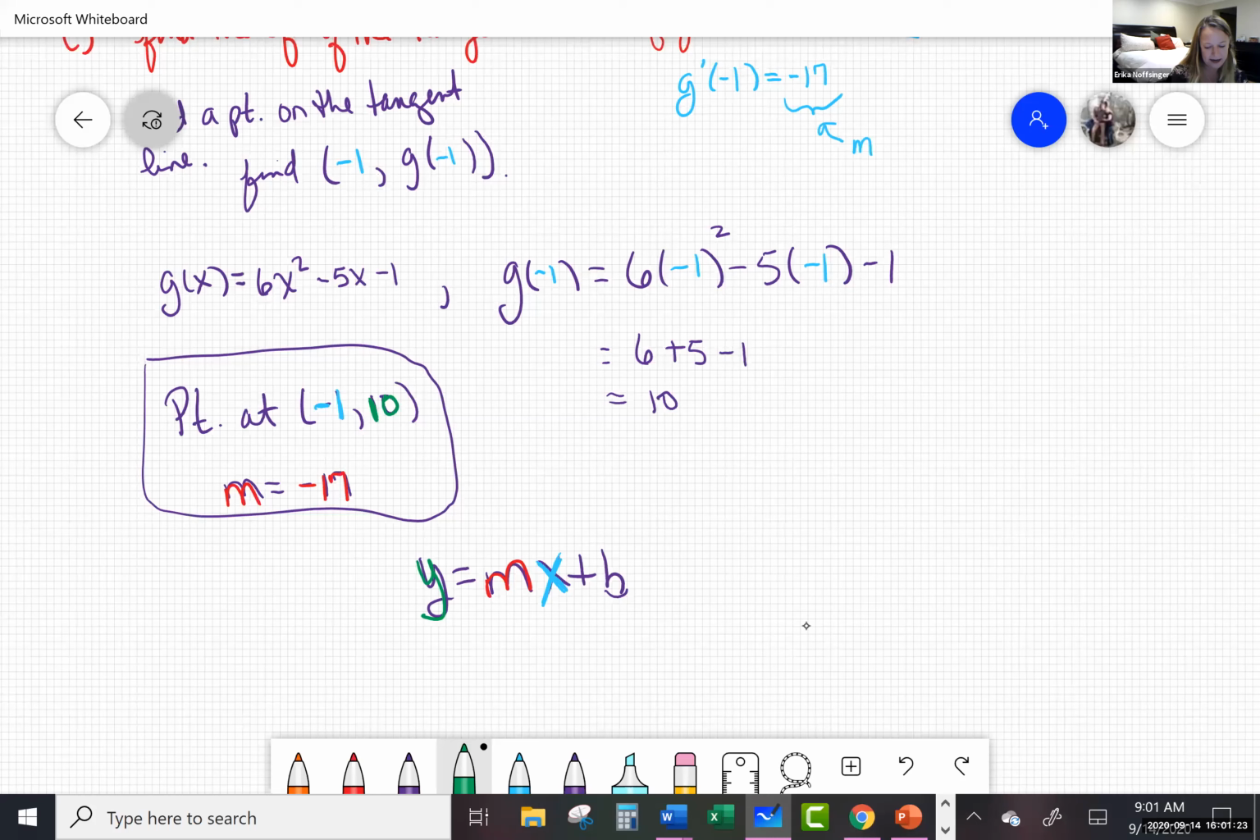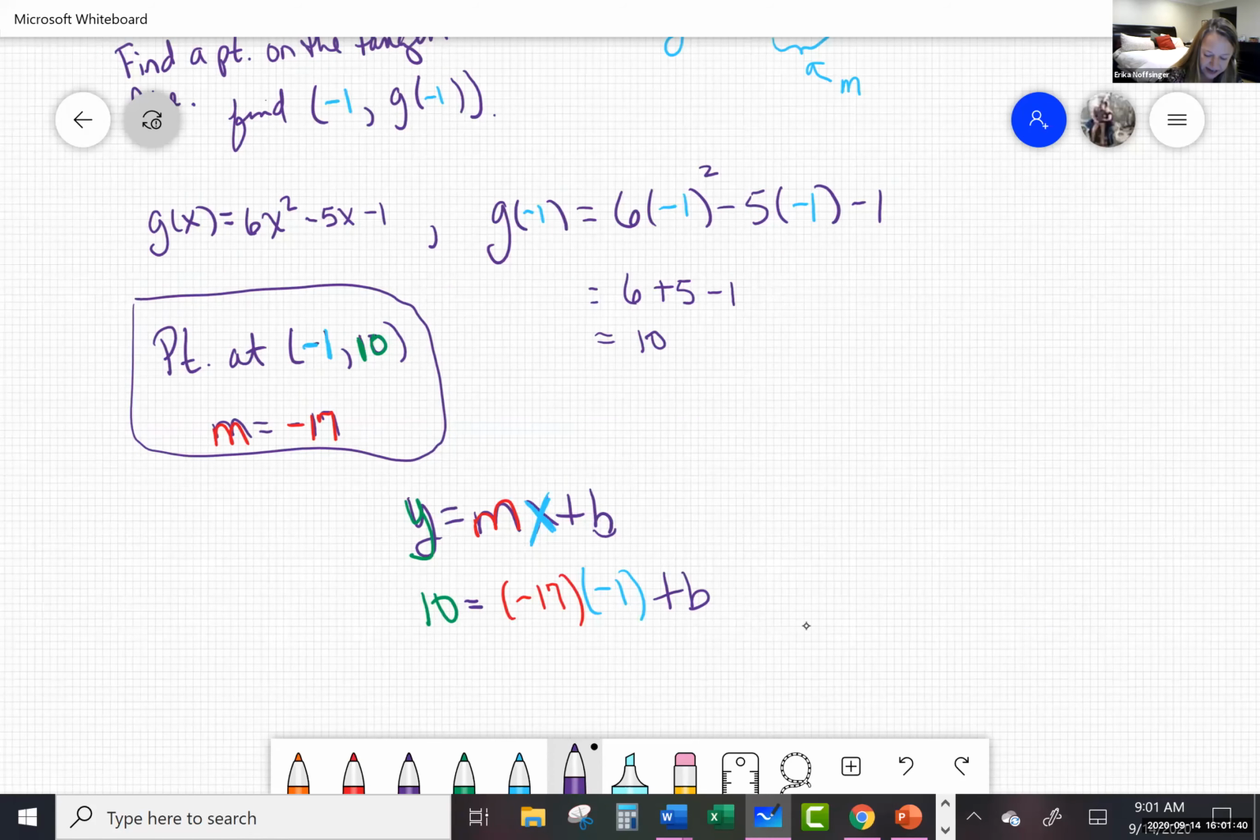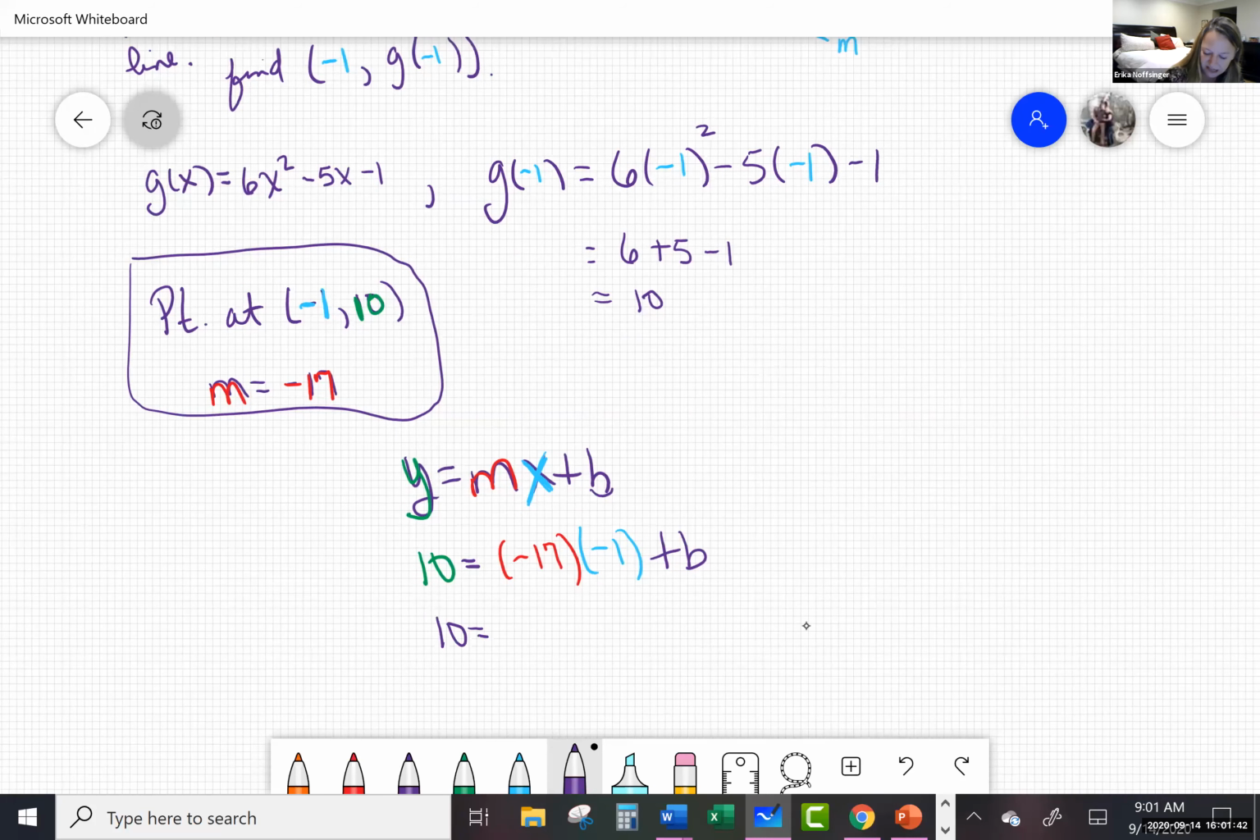So if I go back in and substitute in what I know into that equation, I have 10 has to equal my slope, which is -17, times x, which in this case is -1, plus b. So I have 10 is equal to -17 times -1, which is +17, plus b. Solve for b, get 17 on the other side, we get b is equal to -7.